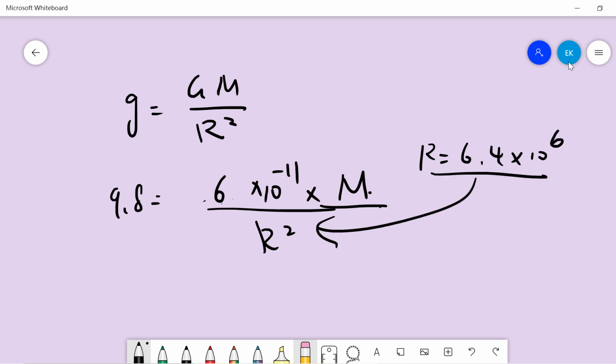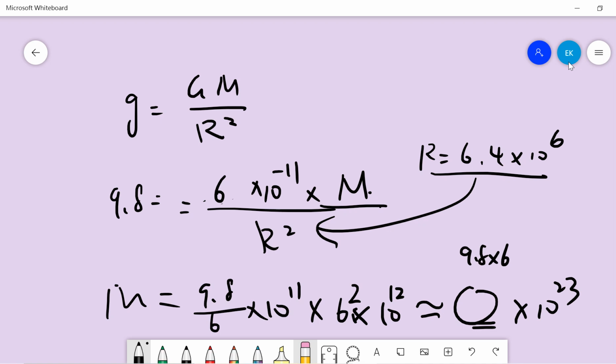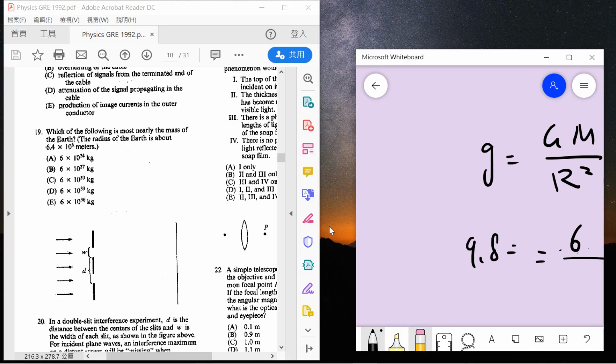So we can plug in R and solve for M. M is 9.8 divided by 6 times 10 to the minus 11, times 6 squared times 10 to the 12, which is something times 10 to the 23. And this one is 9.8 times 6, so it's close to 10 to the 24. So the answer is A. The answer is A.